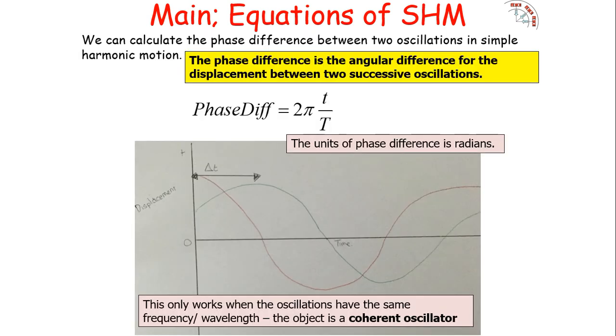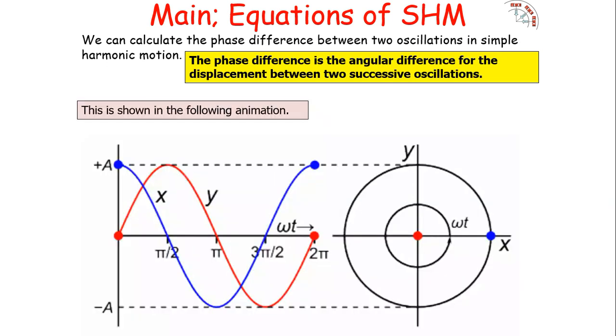Now we can calculate the phase difference between two oscillators in simple harmonic motion, which is just the angular difference for the displacement between two successive oscillations, i.e. the difference between where they are in the cycles of their oscillation. It only works when the oscillators have the same frequency or wavelength, that they are coherent with each other. So the phase difference is 2 pi small t over big T, where small t is the time in the actual journey in the oscillation, and big T is the time for one complete oscillation. So it's the difference in swing cycle between the two pendulums, which is shown in this following animation.